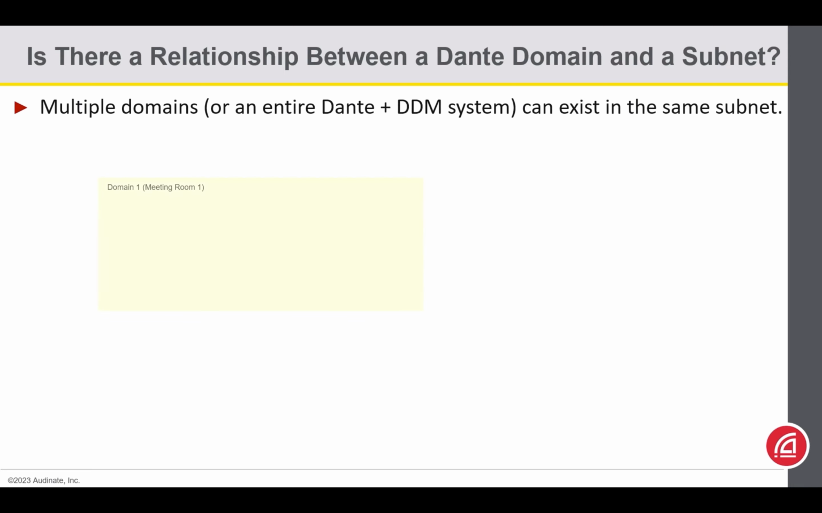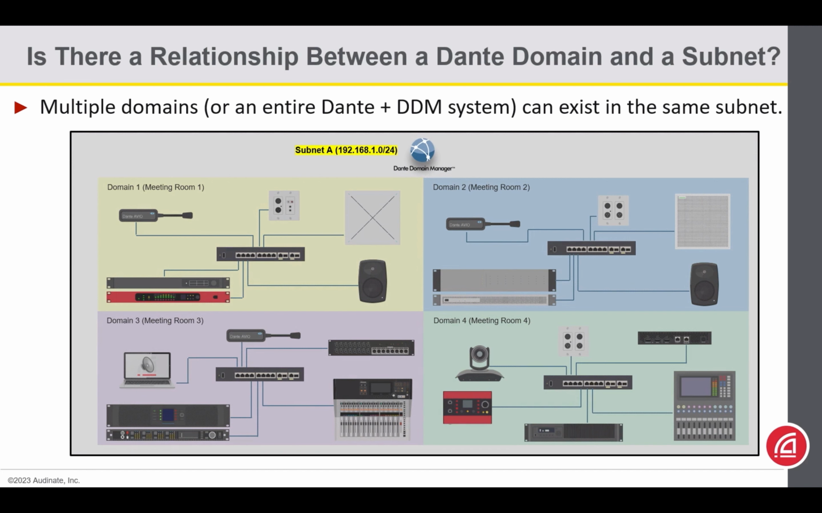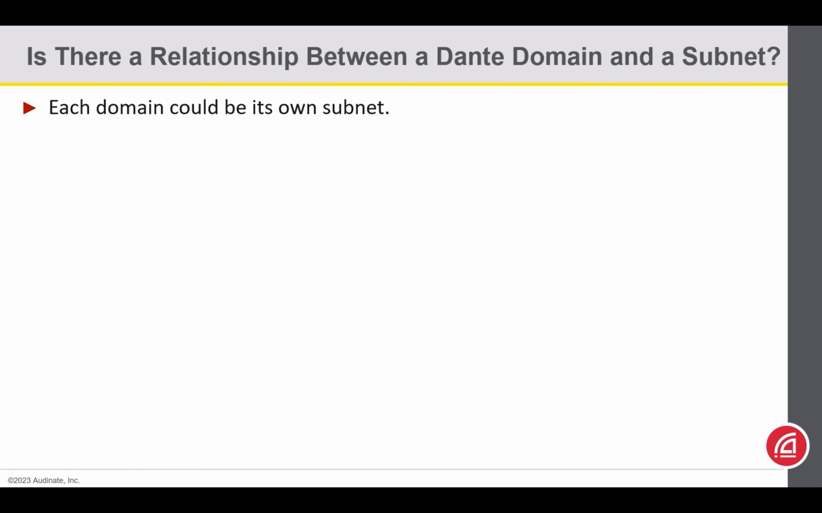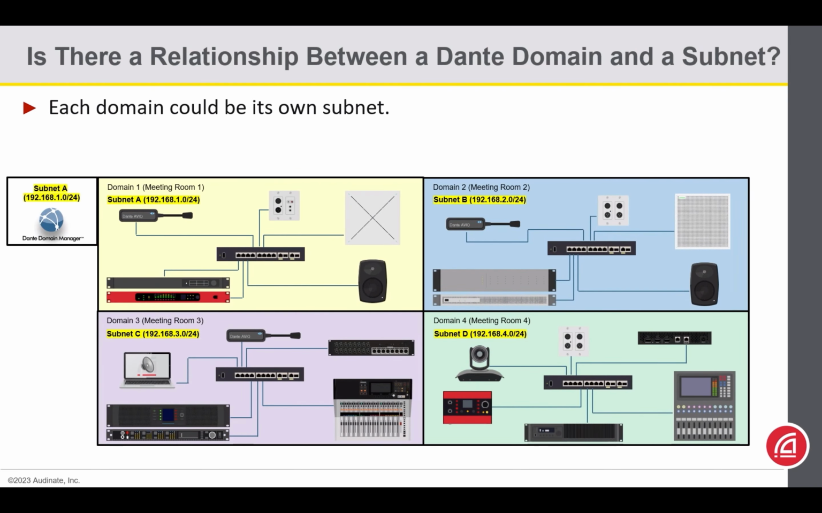In the first example, we have multiple domains configured in a single subnet, with the DDM server also residing in the same subnet. This is the easiest way to deploy a DDM server. The second example shows a configuration where each of the 4 meeting rooms devices are located in different subnets, with the domains configured accordingly. Note that the DDM server is also residing in the same subnet as the devices in domain 1, meeting room 1. From a networking perspective, these subnets could also be in different VLANs. Remember, VLANs and subnets are two different things.